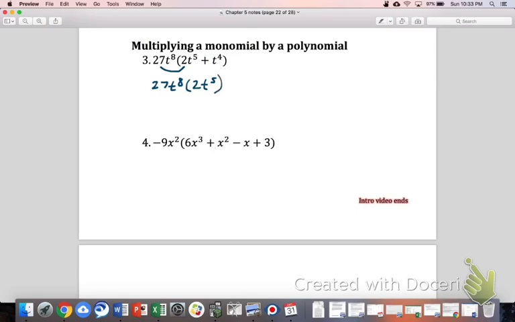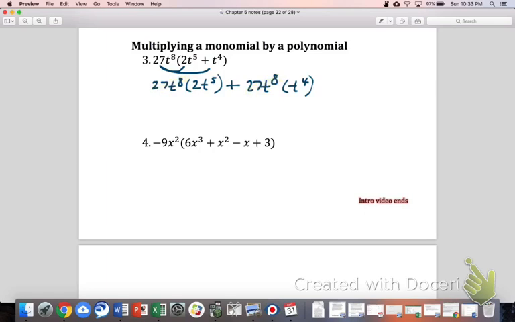And then I'm going to do this other multiplication within the distributive property. So it's going to be plus, and I'm just copying this plus sign down right here, and plus 27t to the 8th times t to the 4th. So I hope at this point you can see how I've essentially just distributed this 27t to the 8th to each of the terms inside the parentheses.